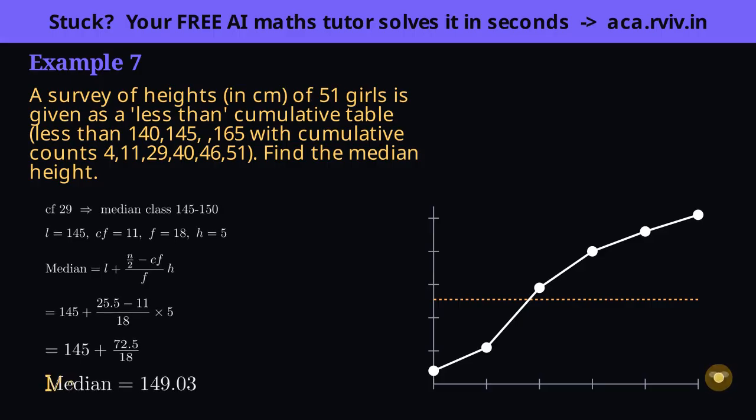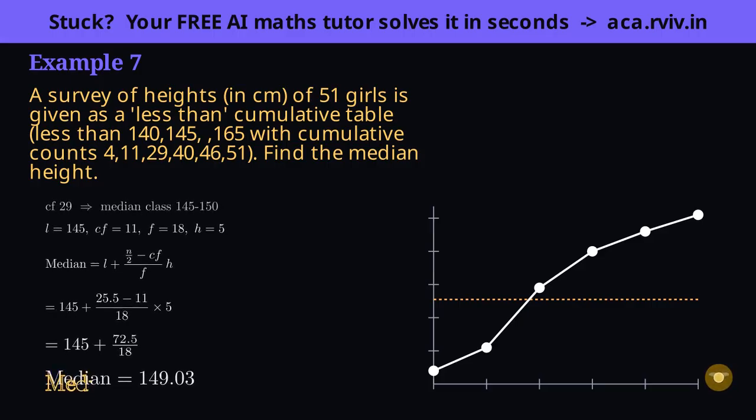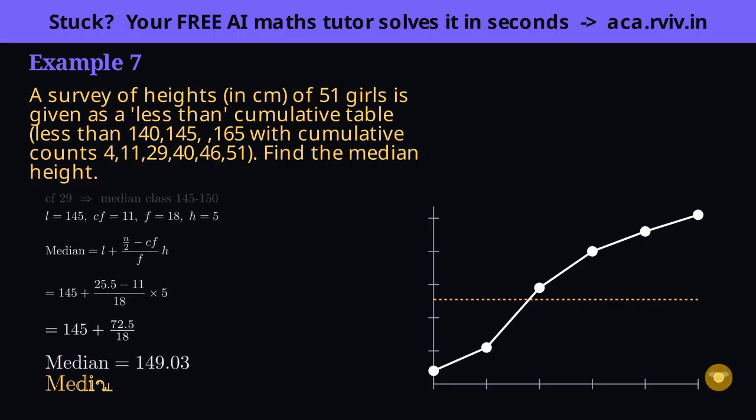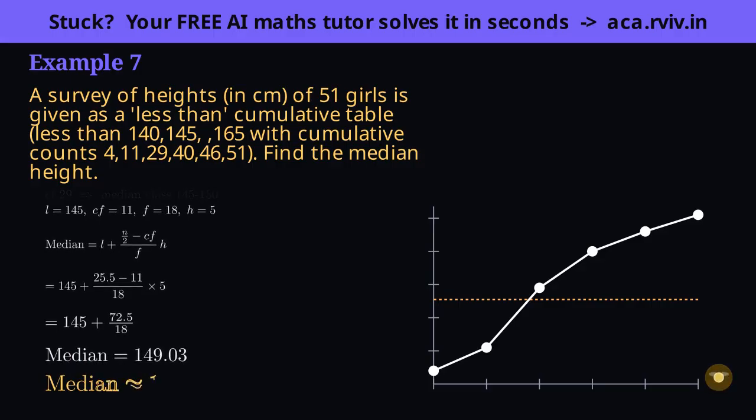So the takeaway: the median formula just walks a proportion into the median class, exactly how far past its lower limit the 25.5th girl falls. It's the algebra of dropping down from n over 2 on the ogive, done without drawing the graph.